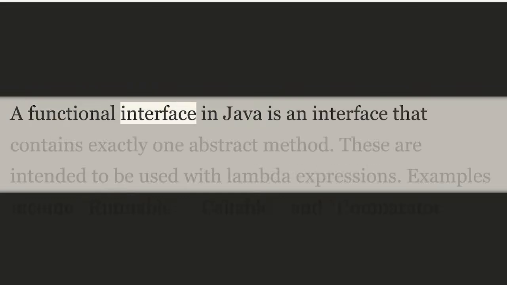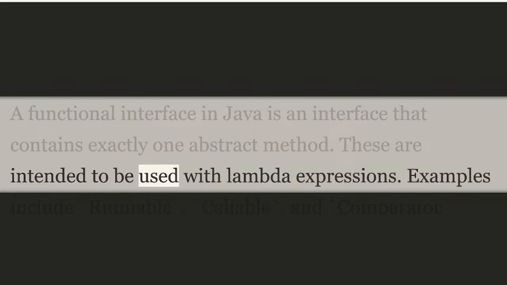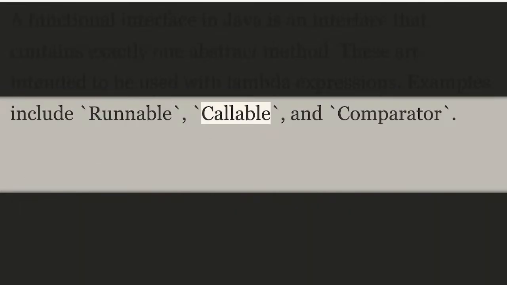A functional interface in Java is an interface that contains exactly one abstract method. These are intended to be used with lambda expressions. Examples include Runnable, Callable, and Comparator.